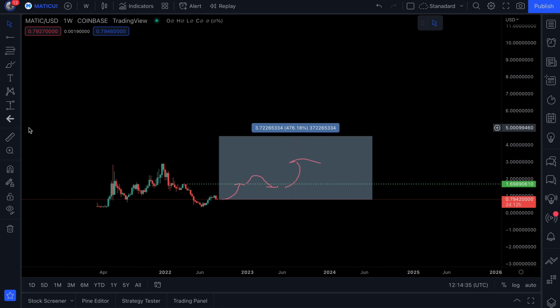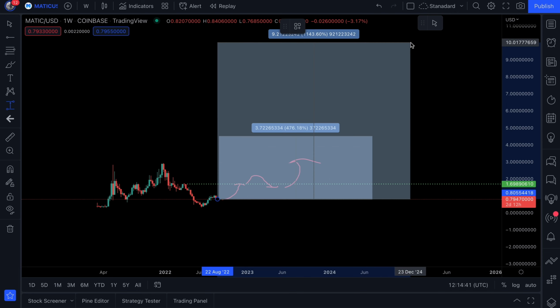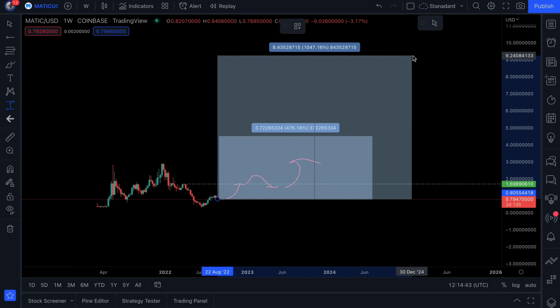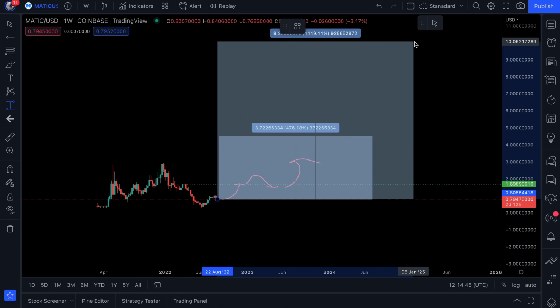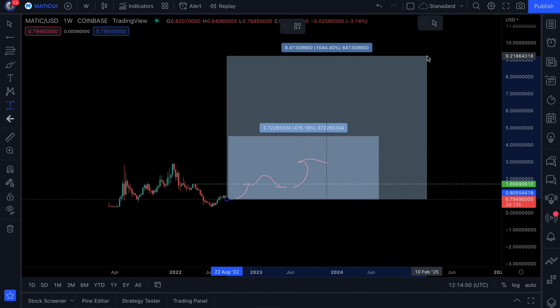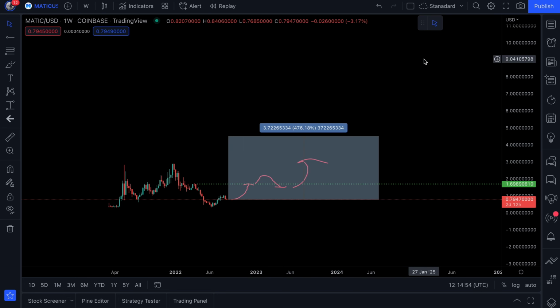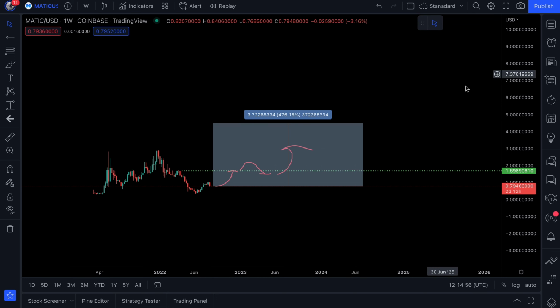Now, at that point, we would see from our target area here, that would be a 1,000% move. Just over 1,000% move if it hits $10, 1,000% move if it hits $9. Now, obviously, you're watching this and you're thinking, "Whoa!" I mean, I like the optimism, but very unlikely that this happens.